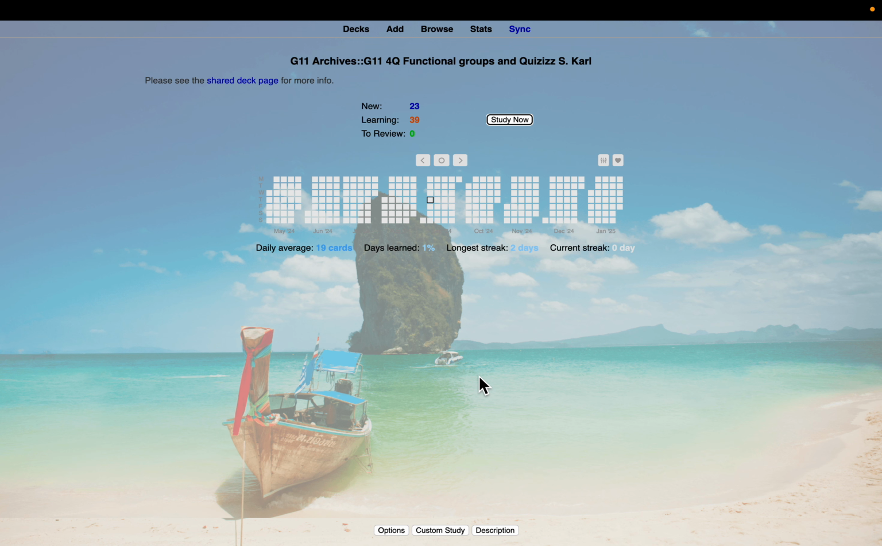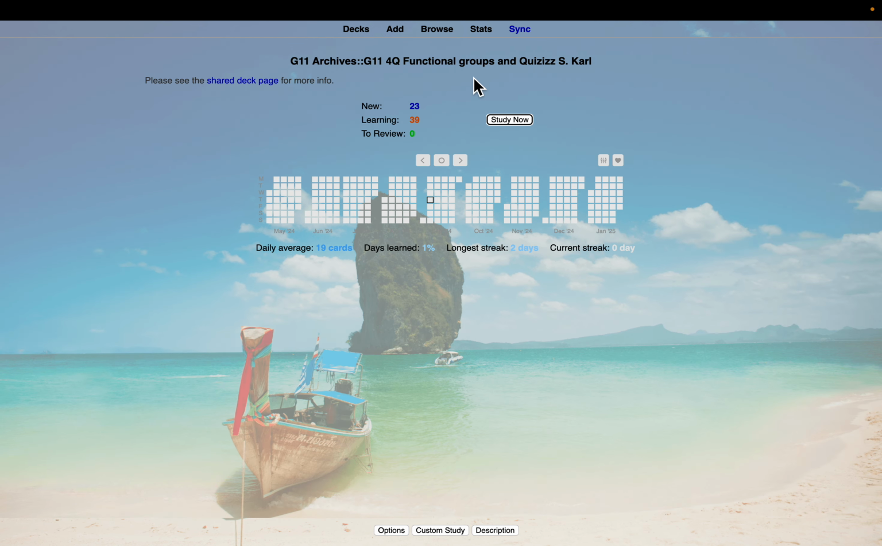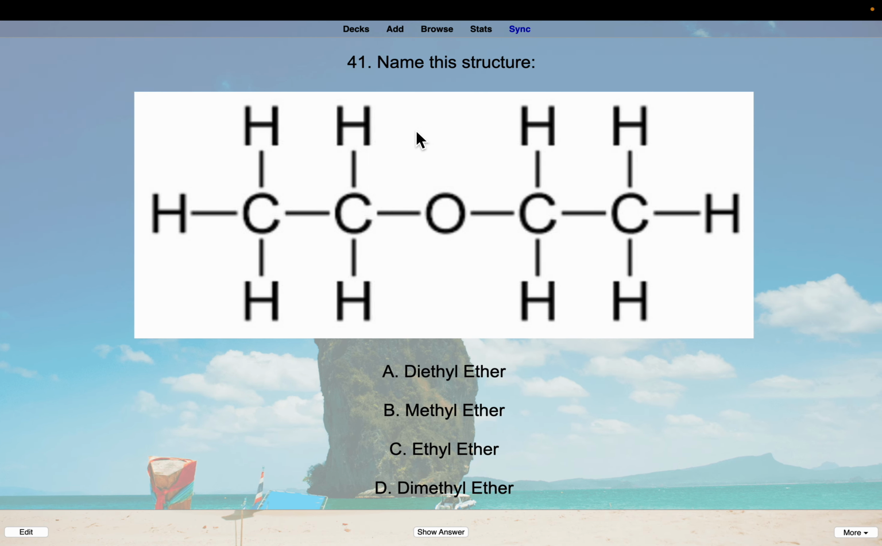In this video, we will be having a rundown on an Anki deck on chemistry, grade 11 chemistry. This will be specifically about functional groups. Yeah, just functional groups. Okay, let's start. Name this structure.